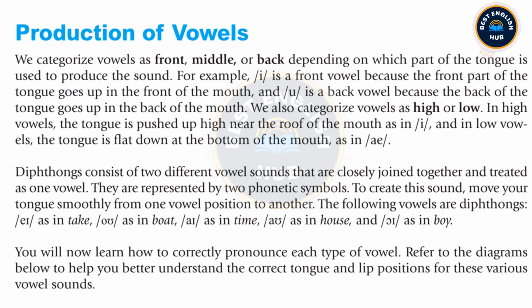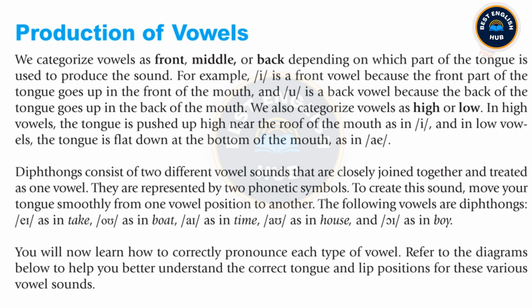Production of vowels. We categorize vowels as front, middle, or back, depending on which part of the tongue is used to produce the sound. For example, E is a front vowel because the front part of the tongue goes up in front of the mouth. And U is a back vowel because the back part of the tongue goes up in the back part of the mouth. We also categorize vowels as high or low.